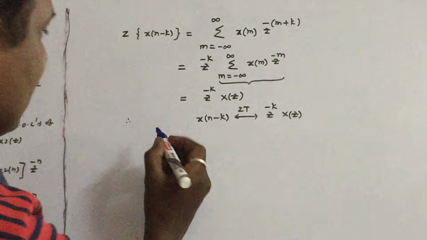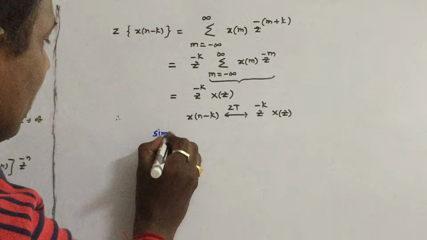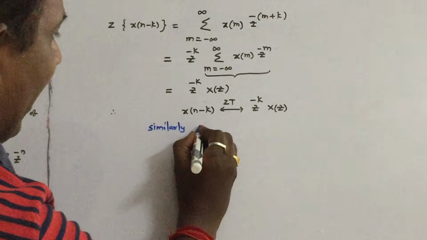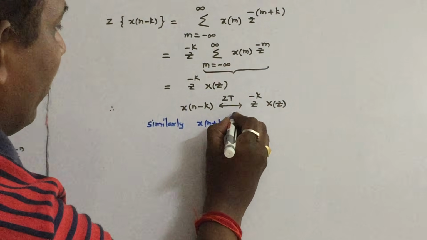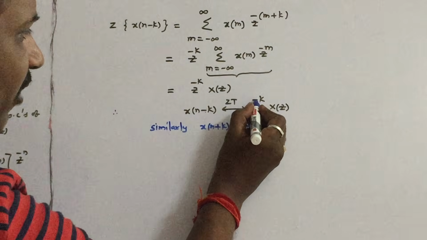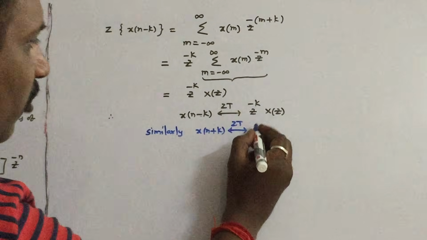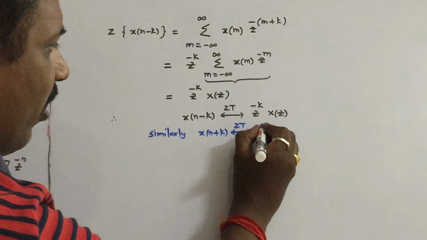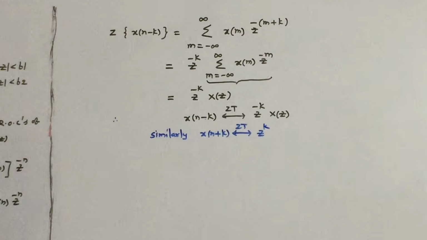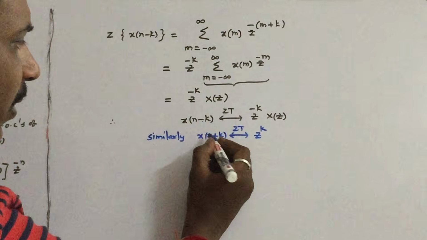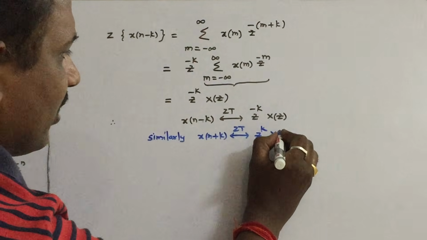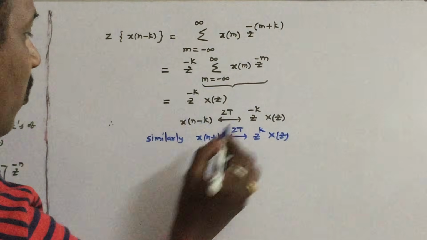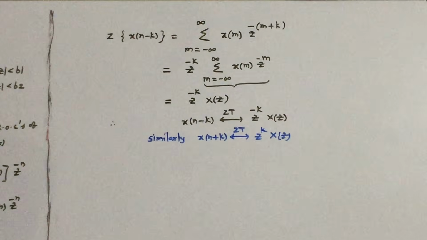Similarly, what we can write? Similarly, x of n plus k, Z transform is, time shifting, remember the hint. If minus is there, we have to keep minus. If plus is there, we have to keep plus. This is true for all transforms, Laplace transform, Fourier transform, all transforms, the property is true. So therefore, z power k into X of z. So this is about the time shifting property.